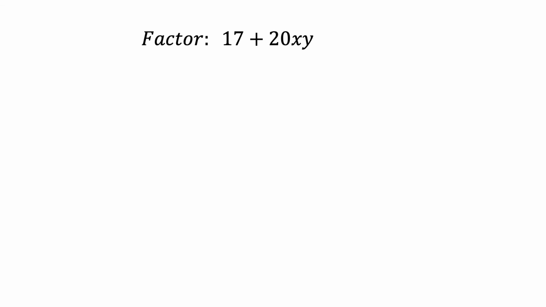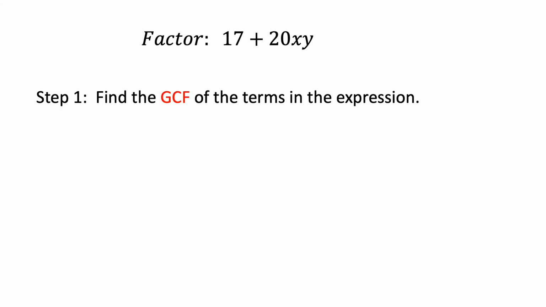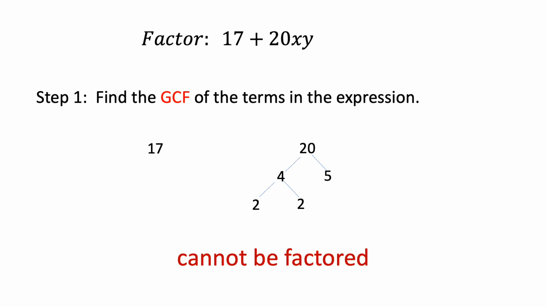If we factor 17 plus 20xy, we start by finding the greatest common factor of the terms in the expression. Notice that 17 is already factored because it's prime by itself. 20 is factored into 2 times 2 times 5. They have no factors in common, so because they do not have any common factors, we say this expression cannot be factored.